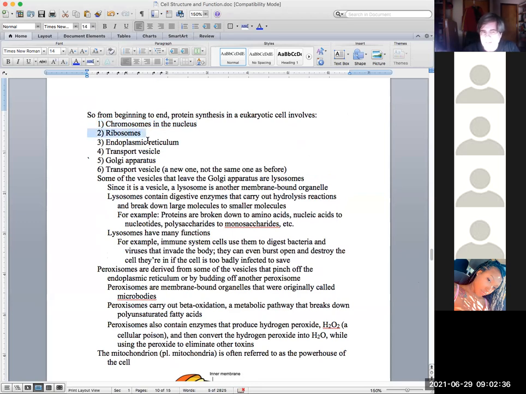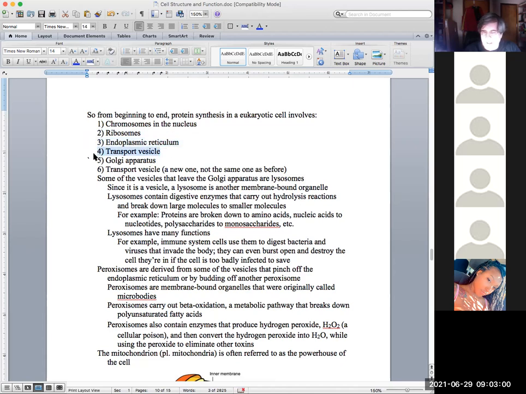We make a copy of those instructions on a molecule called messenger RNA. We send that out to the ribosomes. The ribosomes basically read that messenger RNA and assemble the protein. We ship the protein around the cell in the endoplasmic reticulum. That's kind of our interstate highway system.